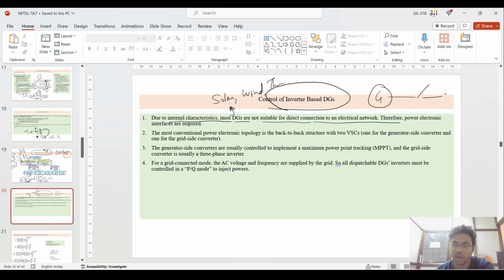Okay, this microgrid you cannot directly connect to this grid. There is certain kind of voltage, frequency, power reference, and it should synchronize with that. Therefore, power electronic interfaces are required. And second point is that the most conventional power electronic topology is the back-to-back structure, which I will show in the further slide.